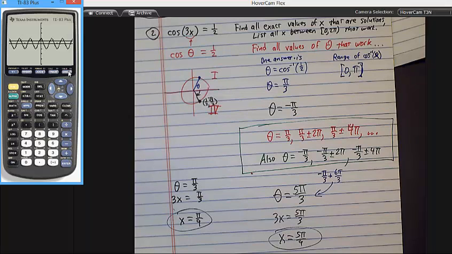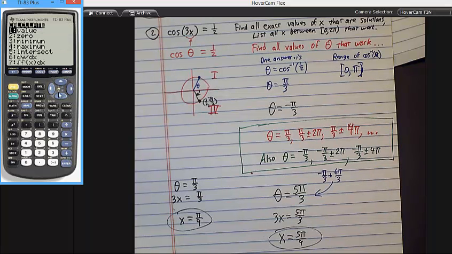Let me show you a few. If I hit second calculate, value, and type in pi over 9, pi divided by 9, we know what the output is going to be. It's going to be a half. And it shows me one of those places where it equals a half. Or if I do the same thing and type second calculate, value, 5 pi over 9, again, it's going to be a half.